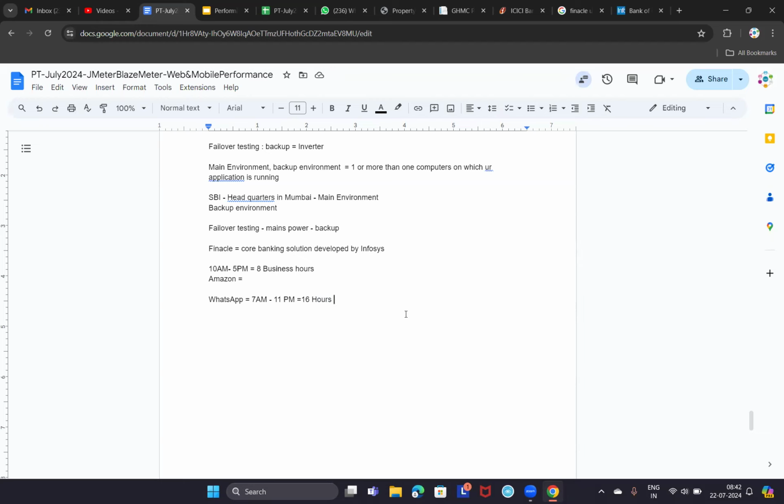Yes, sir. If you are doing performance testing for a WhatsApp kind of application, you need to do soak testing for 16 hours, as simple as that. At least 16 hours, right? See, after 11 also some users may be using, and before 7 also some users may be using, but we are talking about the majority of the users. So the business hours of WhatsApp can be considered as around 16 hours, isn't it?